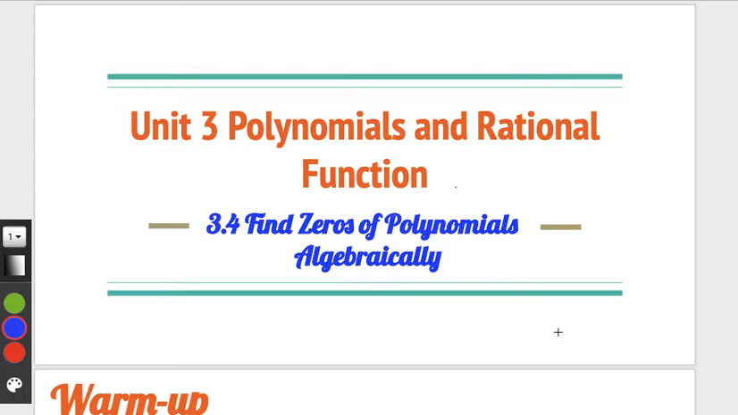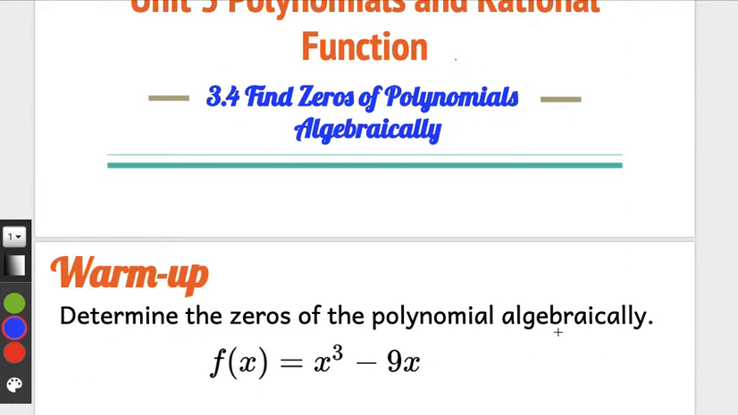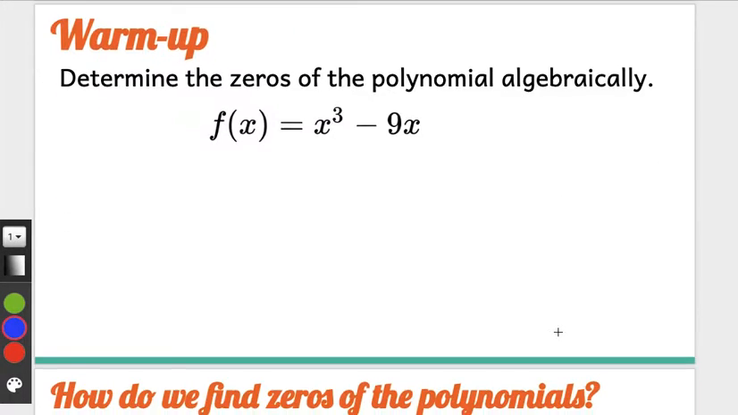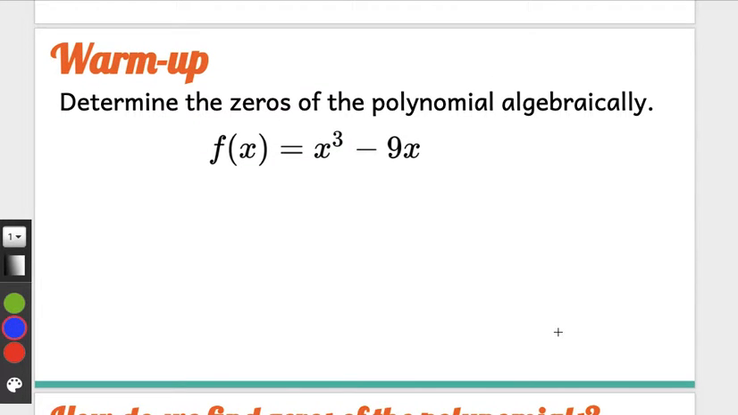Today we are going to continue our conversation from yesterday, which is finding zeros of polynomials algebraically. As we mentioned yesterday, we use factors to find zeros. Today we are going to use a similar way, but we are going to introduce a new type of way to factor. And before the lesson, let's have a quick warm-up to review the practice we did yesterday.